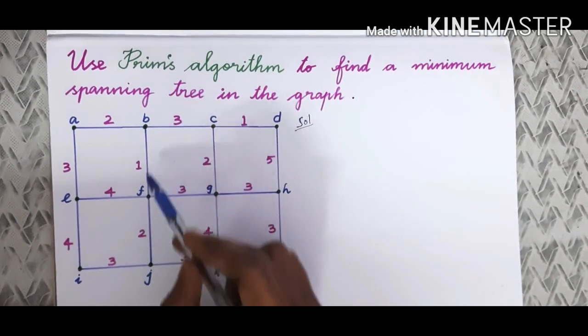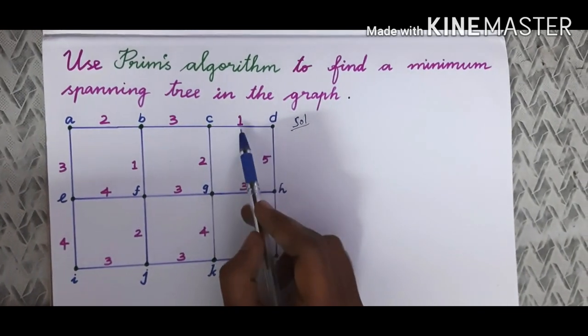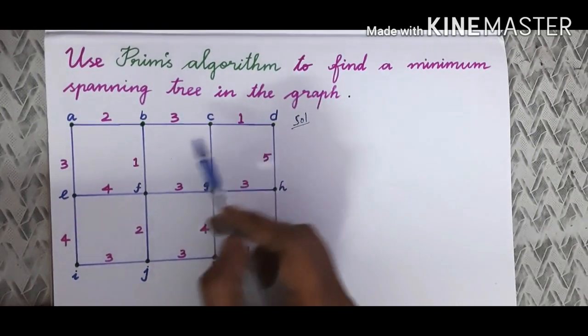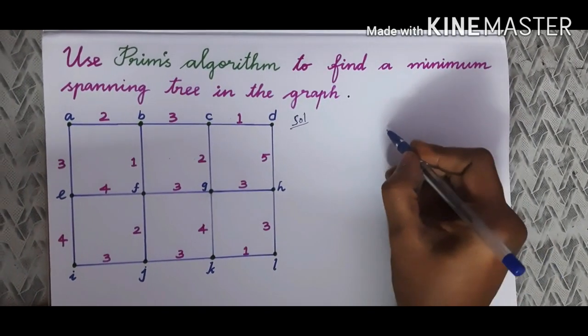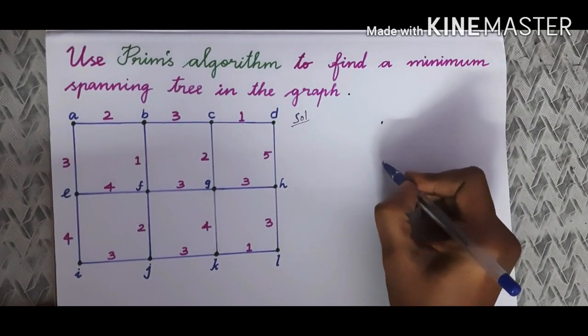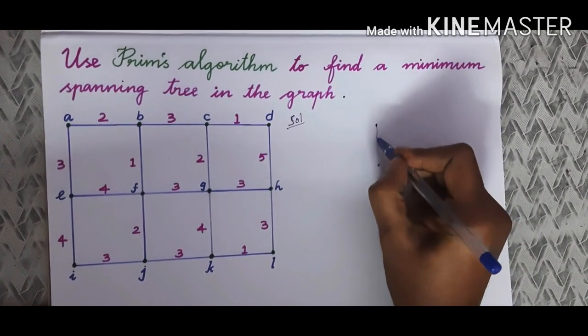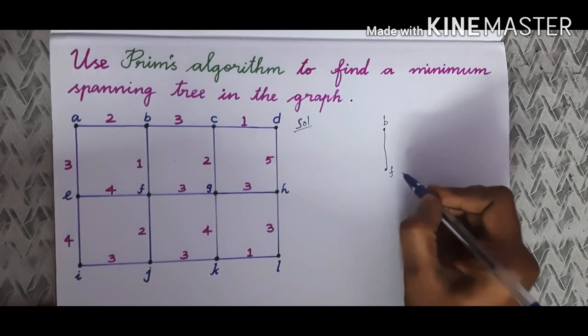So we have BF, the weight is 1. Similarly, we have CD, the weight is 1. So you can choose anything, but I choose BF. So I choose B and F. The weight is 1.